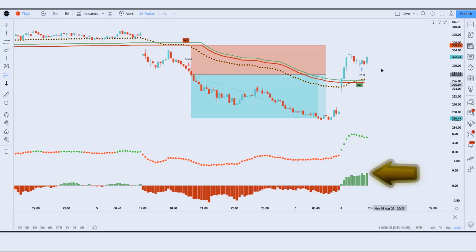Here bull power bear power histogram indicator gives green bar color. The market has made a bullish candle to give confirmation. So all our conditions are being fulfilled, so we are placing an order to buy.